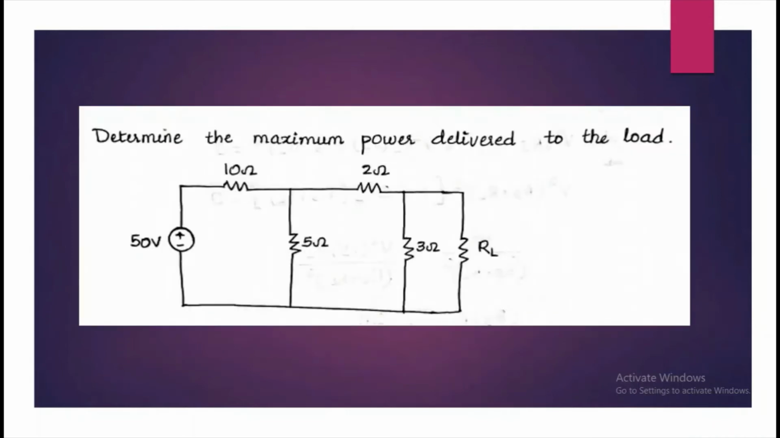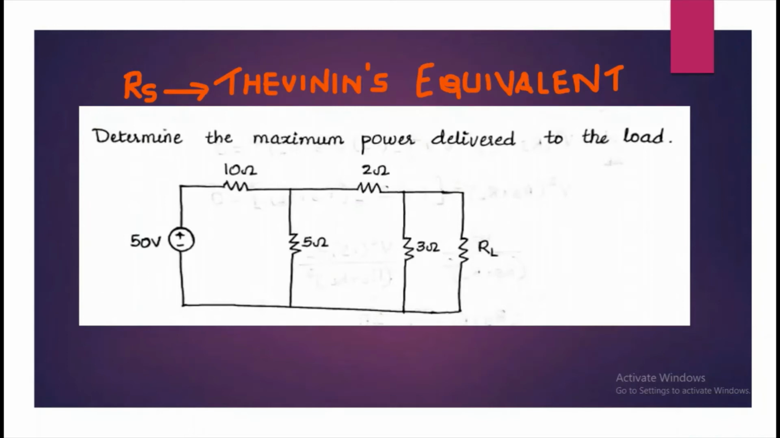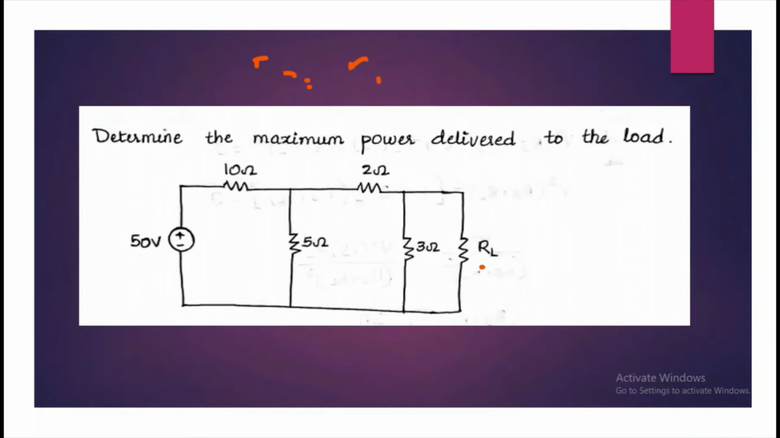Next, let us do a problem based on this theorem. Here we have to determine the maximum power delivered to the load. To get the source resistance, we will find the Thevenin's equivalent circuit, and that source resistance would be equal to RL.